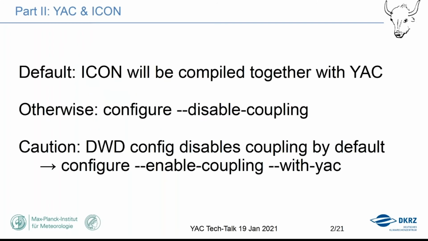So as a default, YAC will be compiled together with Icon. So when you check out Icon and you configure it, YAC is built aside with it. If you don't want to do that, you have to disable the coupling at the configure step. And recently I noticed that the people from the DWD disabled the building of YAC by default. Martin Köhler, can you tell more about that? But in order to build YAC at DWD, you then have to explicitly enable coupling with YAC.